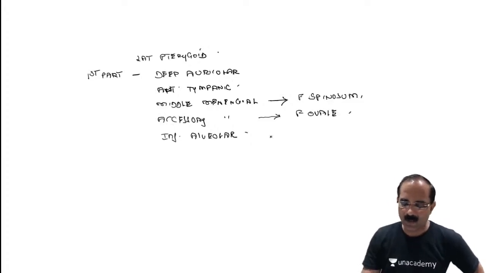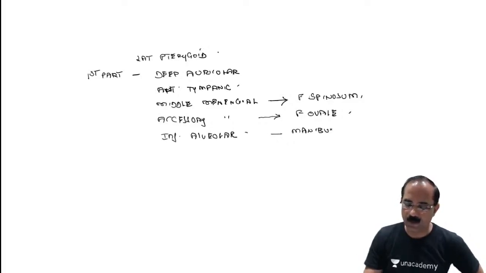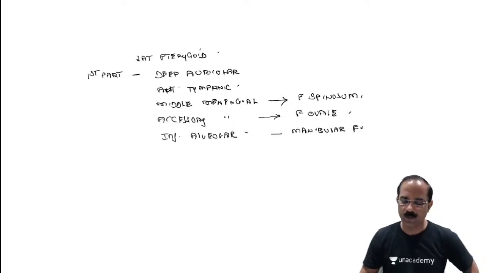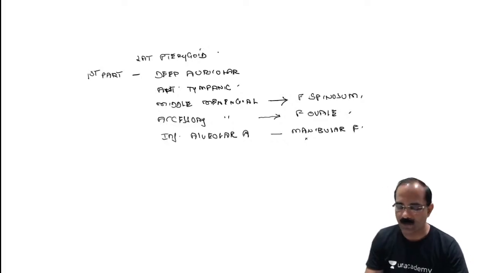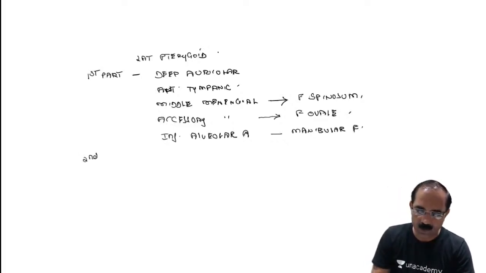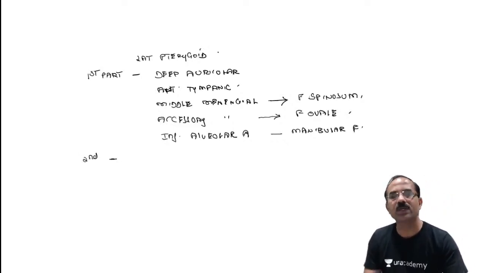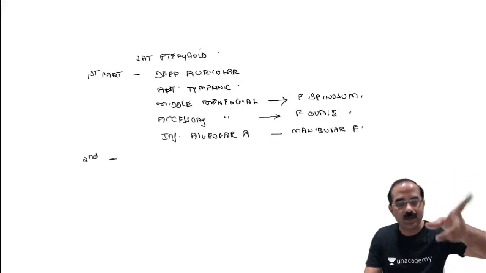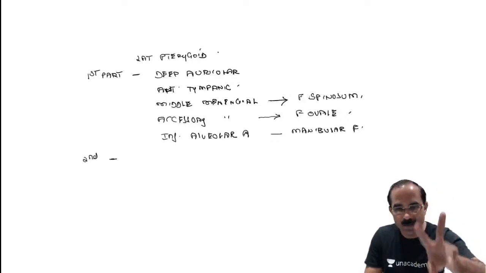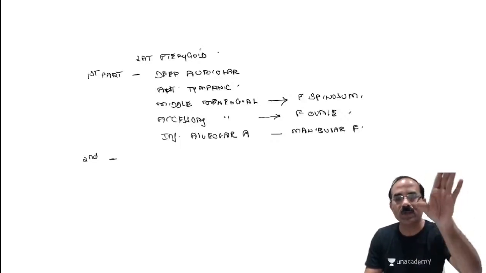The accessory meningeal artery goes through foramen ovale. Foramen ovale. And this inferior alveolar artery enters the mandibular foramen. Okay? So the middle meningeal artery enters the foramen spinosum, the accessory meningeal artery enters the foramen ovale, and the inferior alveolar artery enters the mandibular foramen. Second part of the maxillary artery corresponds to, how do you remember, children? The second part of the maxillary artery corresponds to the anterior division of the mandibular nerve.